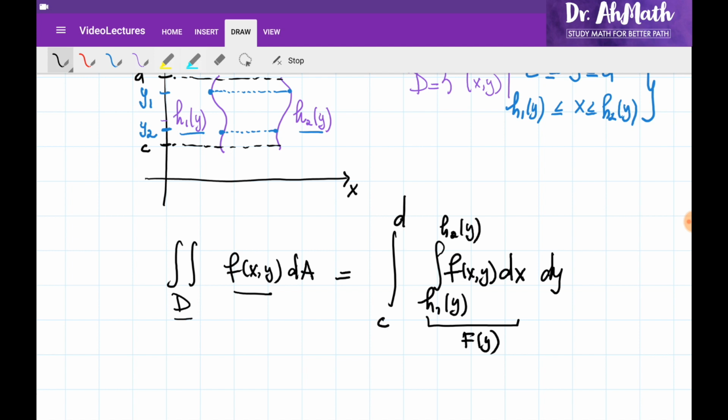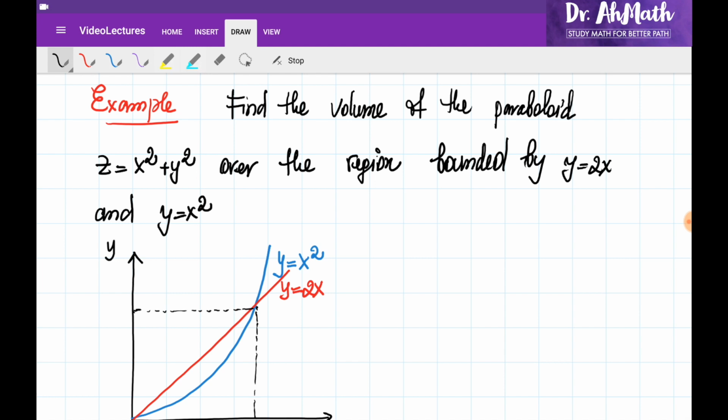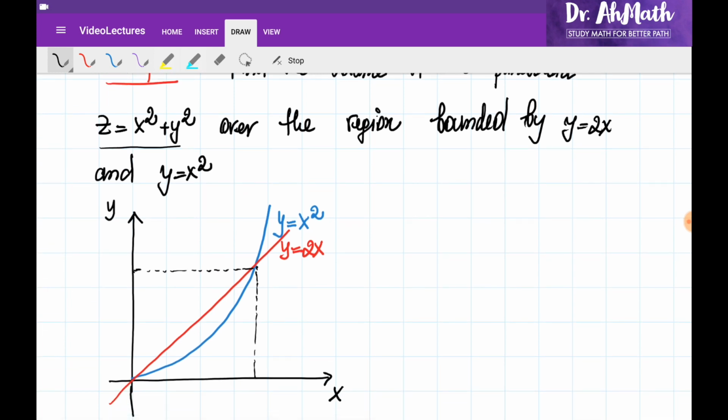And the final result would be a constant. So in order to understand how it works, let's do an example. We are given some surface, z is equal to x squared plus y squared. We would like to find the volume under the surface over the region which is bounded by these two functions: y is equal to 2x and y is equal to x squared.